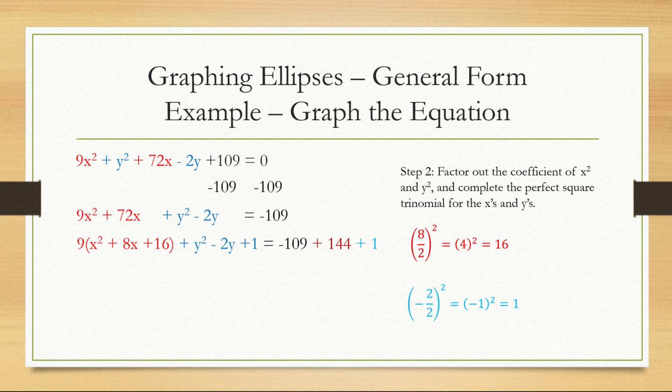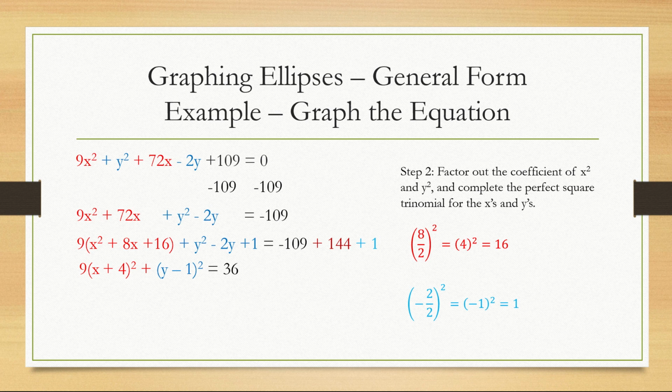So once we've done that, we're gonna go ahead and factor the red trinomial here. So that's gonna be (x + 4) squared. We're also gonna factor this trinomial right here, okay? So what multiplies to +1 and adds to -2? It's gonna be -1 right there. And then on the right-hand side here, we're going to add up these numbers. So -109 plus 144 plus 1, that just gives us 36, okay?